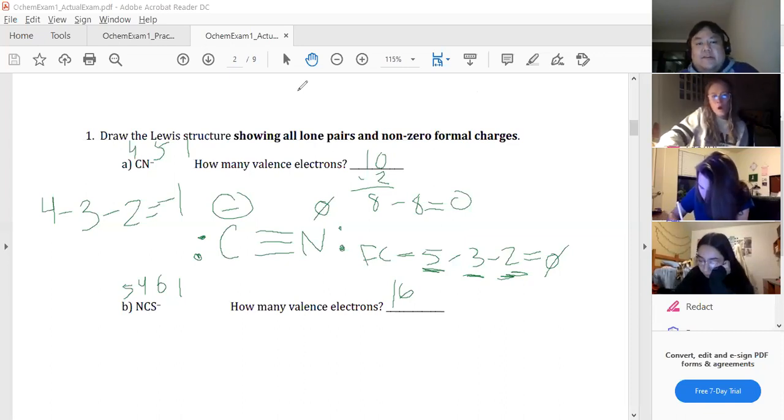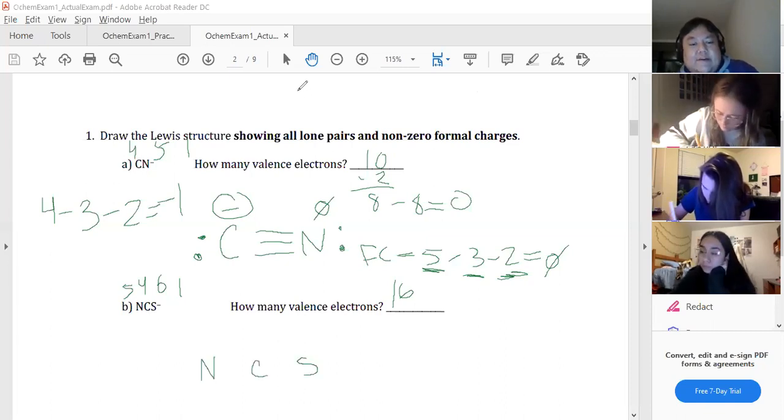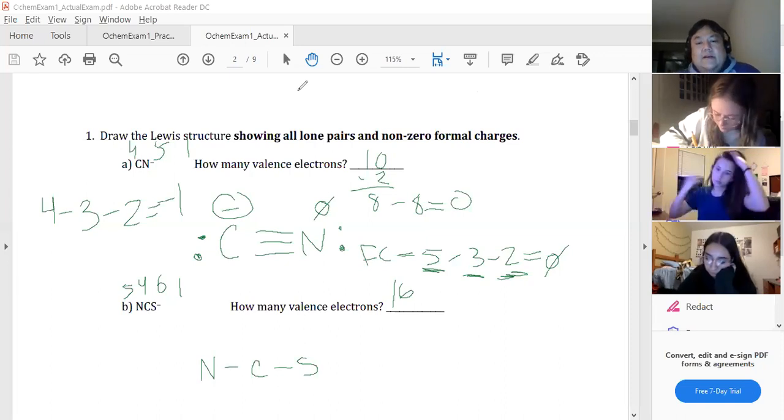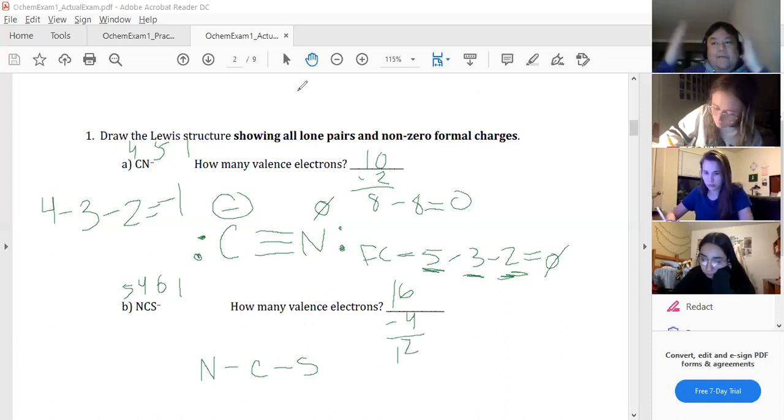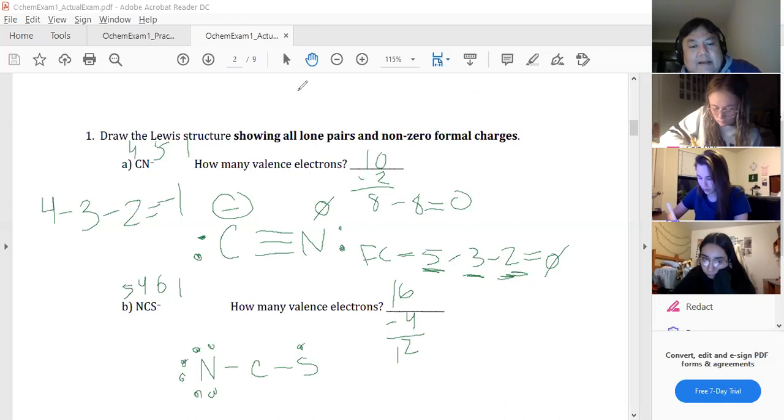So nitrogen, then carbon, then sulfur. So I'm going to go nitrogen, carbon, sulfur. So I connect each of them with a bond like that. So I've used 2 bonds, so that's 4 electrons. I have 12 left. Now I'm going to fill out my outside atoms first. 1, 2, 3, 4, 5, 6, 7, 8, 9, 10, 11, 12. I've used all valence electrons. What's wrong with this drawing?